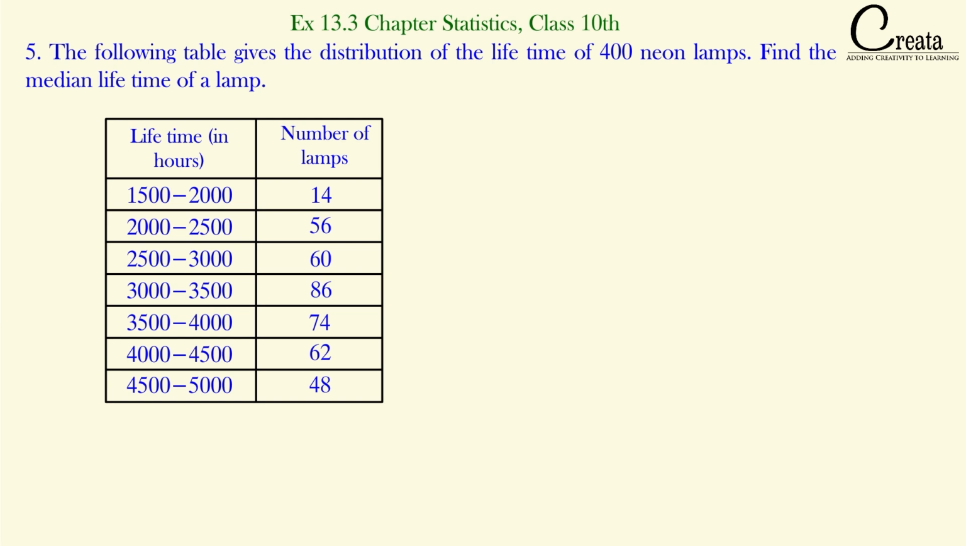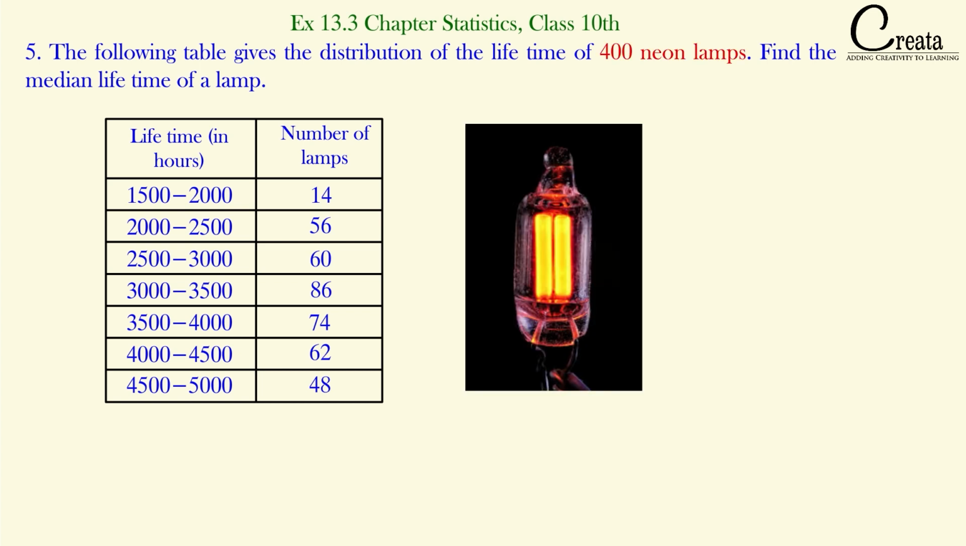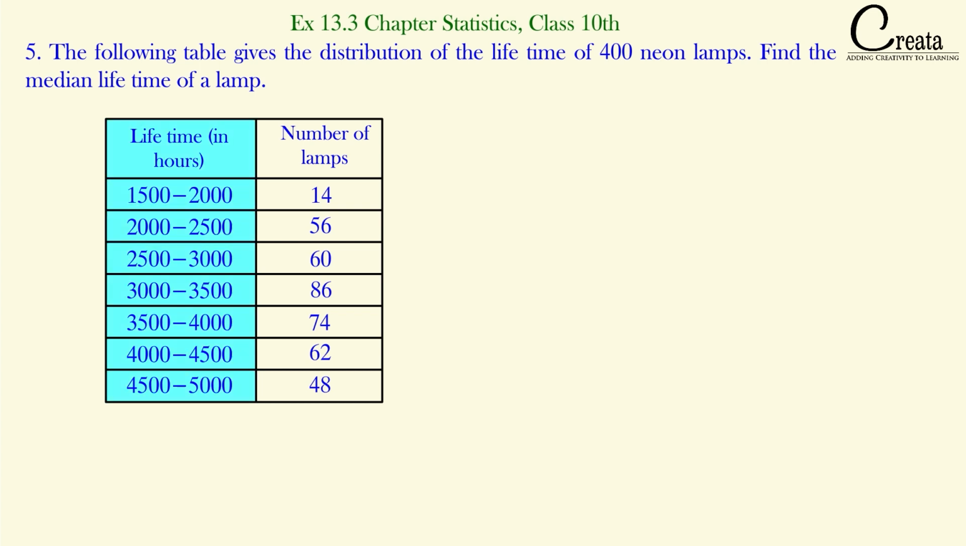This is question number 5. The data is given regarding the total lifetime of 400 neon lamps. We have calculated the total lifetime of these neon lamps. In the first column, we have the lifetimes in hours. In the second column, we have the number of lamps. For example, the lifetime of 14 lamps is from 1500 to 2000 hours. 56 lamps have a lifetime of 2000 to 2500 hours. These are the data given, and we have to find the median of the given data.